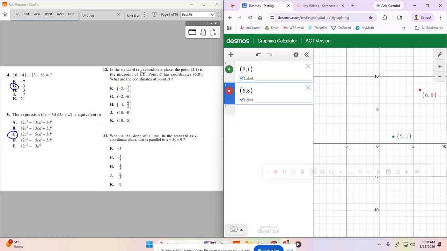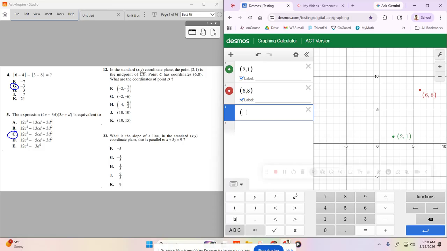I need to do the opposite of that to get to this next point, which is I'm going to go down 7, 1, 2, 3, 4, 5, 6, 7, and then go to the left 4. 1, 2, 3, 4. Right here. That ordered pair is -2, -6. So I do want to see this on the graph. So I'm going to plot that point. -2, -6.